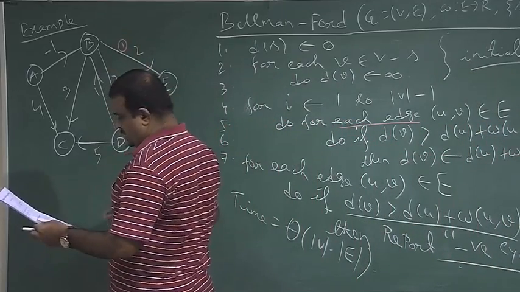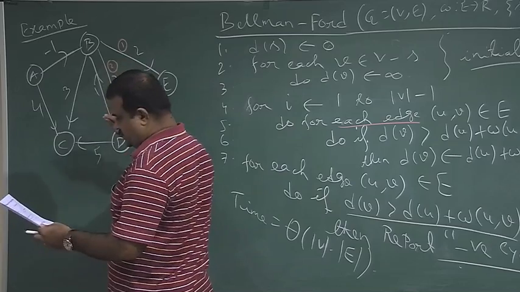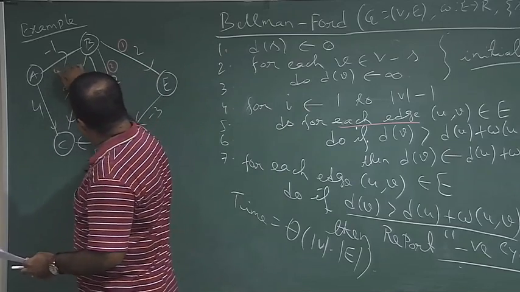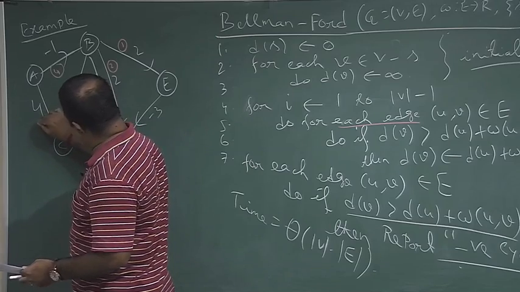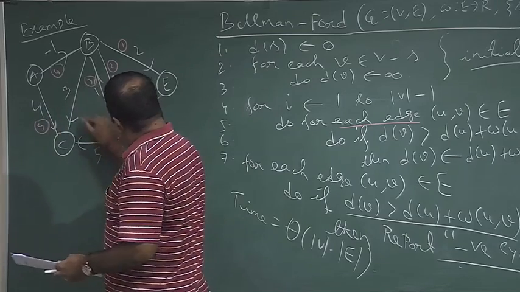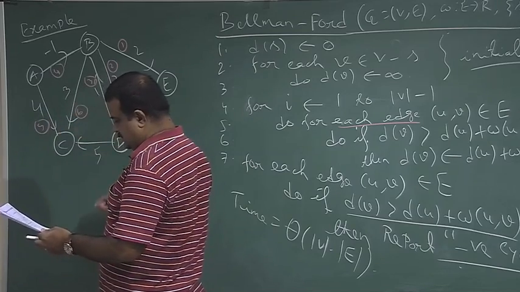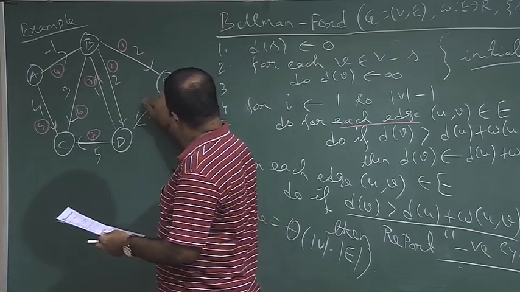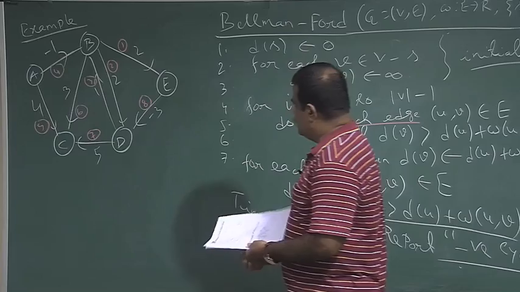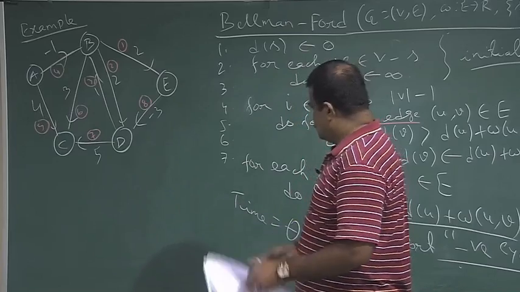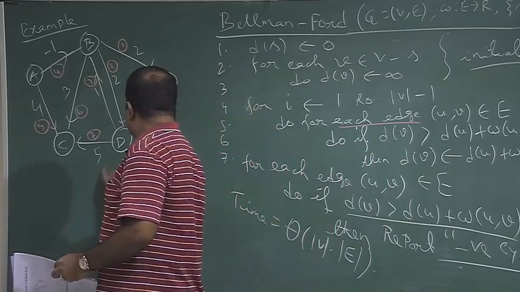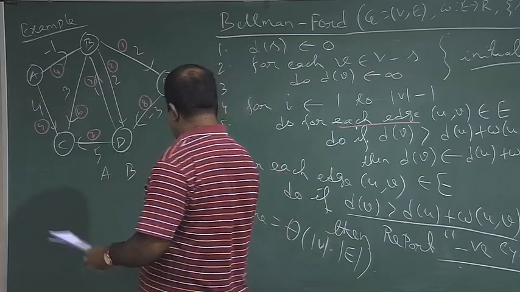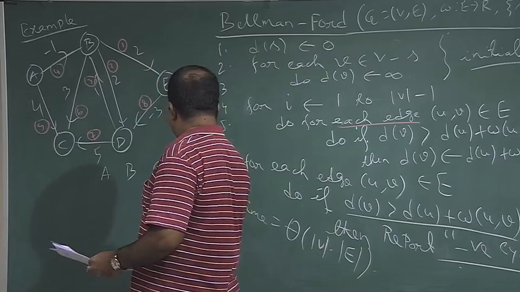Suppose this is number 1 edge, this is number 2 edge, this is number 3 edge, then say this is number 4 edge, this is number 5 edge, then this is number 6 edge, this is number 7 edge, and then this is number 8 edge. Okay. So now we write A, B, C, D, E.